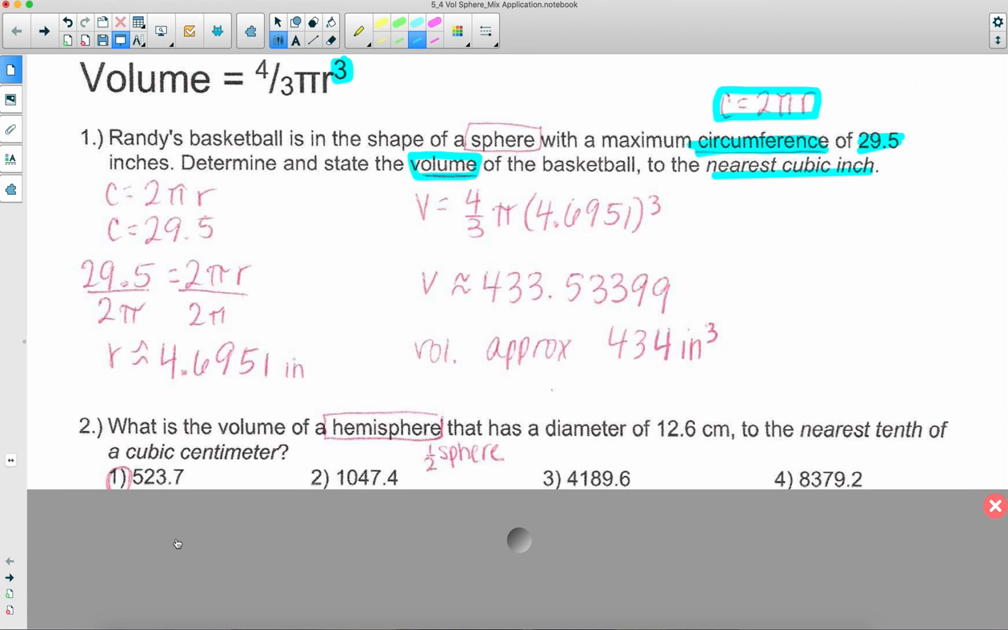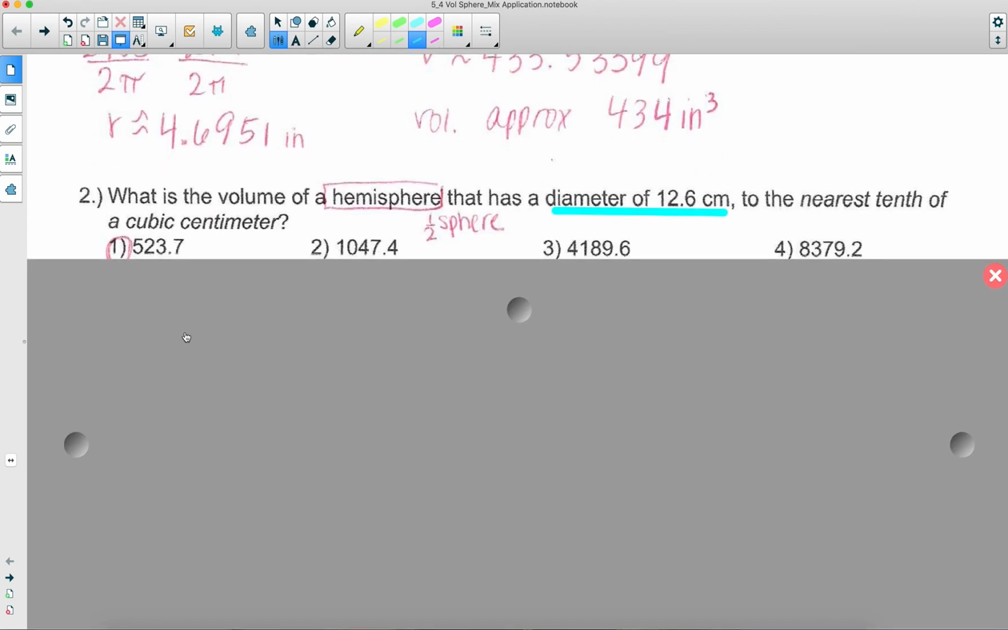We have to find the volume of a hemisphere that has a diameter of 12.6 centimeters, and we have to round that to the nearest tenth of a cubic centimeter. So remember, a hemisphere is half of a sphere. They're giving us the diameter. We know in the volume formula for a hemisphere or a sphere, it's the radius that we need. So let's take a look at what we did first.